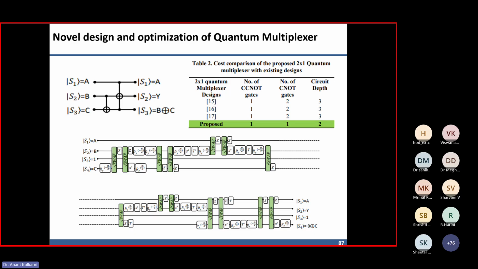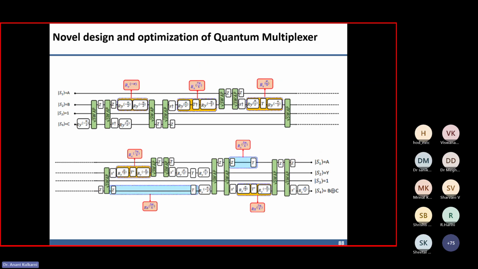The comparison shows that previously the number of CNOT gates required was 2 in different references 15, 16, 17. I'm not providing the references here, but in our proposed design, only one CNOT gate is required. That is the beauty of this particular design. The number of operations required to carry out different complex systems wherein this multiplexer is involved is drastically reduced. We have decomposed it and then optimized it.